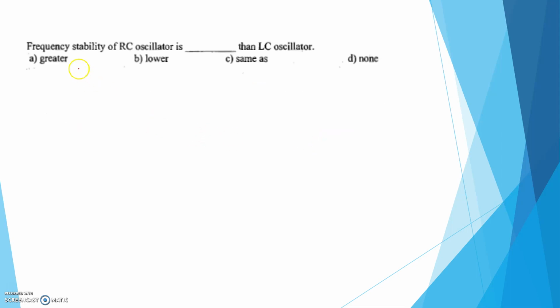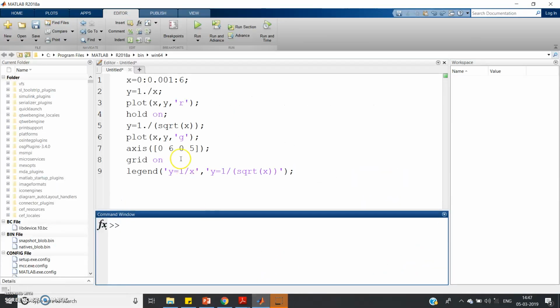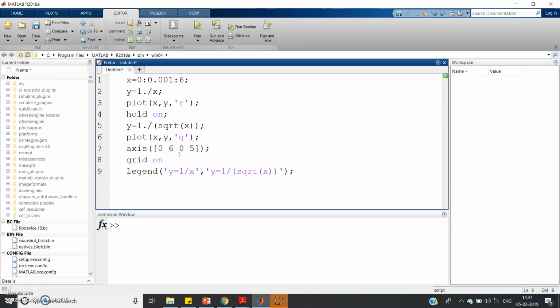Now the next question, which is very interesting. Frequency stability of RC oscillator is dash than LC oscillator. Options are greater, lower, same as, none. Before discussing this question, I will show you a small simulation in MATLAB so that you can have a feeling for a particular topic. I am just giving an idea of what topic I have written the code on.